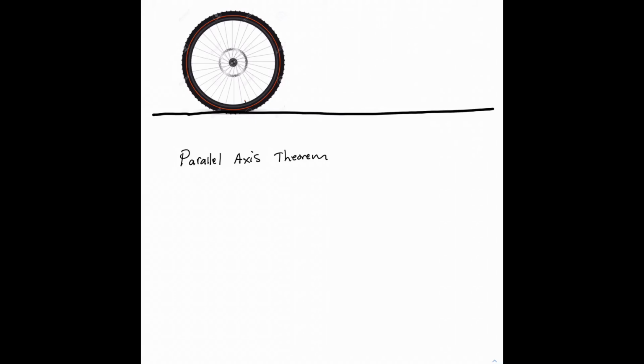So here we have a bicycle wheel, and if we're willing to assume that the mass of the spokes is really small compared to the mass of the perimeter of the wheel, then the shape is basically a hoop or a ring or a hollow cylinder. And we've already found that the rotational inertia of a hollow cylinder when rotated about an axis passing through its center is equal to just mr squared.